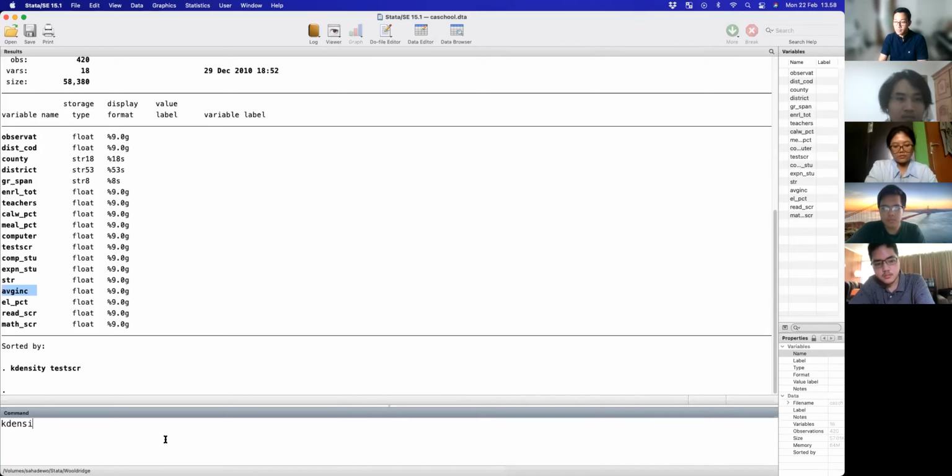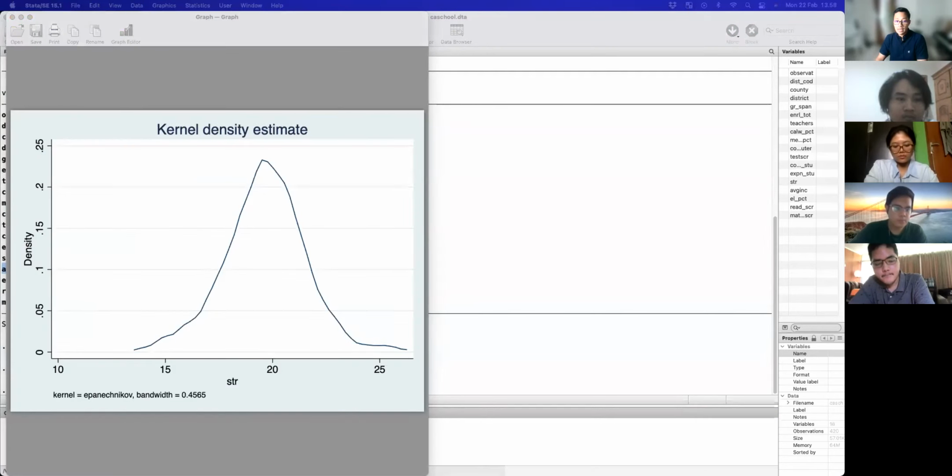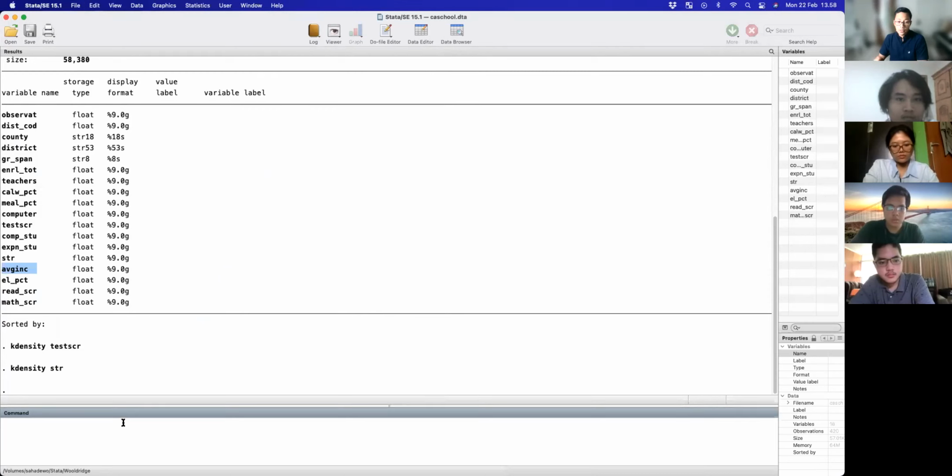Say, for example, you can do that for a student to teacher ratio. And then you can also get a sense of how the student-teacher ratio is actually distributed. And they're pretty normally distributed, which is quite exciting, okay? And you can do that for all other variables as long as they're at the interval or ratio level of measurement, okay?